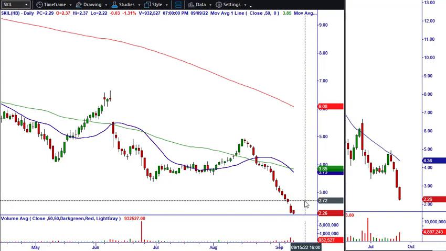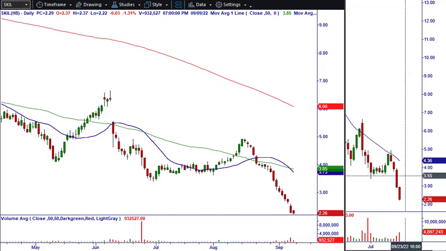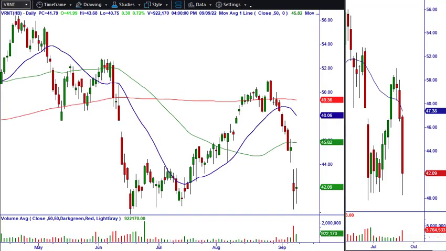So I'm purposely showing you this. It's not ready for a turn yet, but it's on my radar. It'll turn one of these days, maybe, or it might go right to zero. We'll see. Next, VRNT. It is climactic.